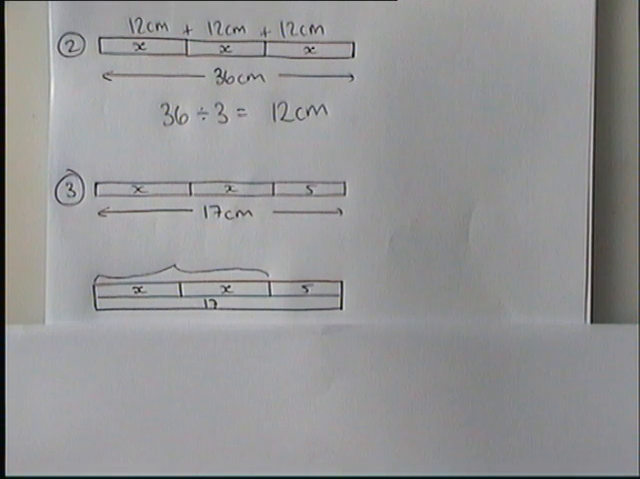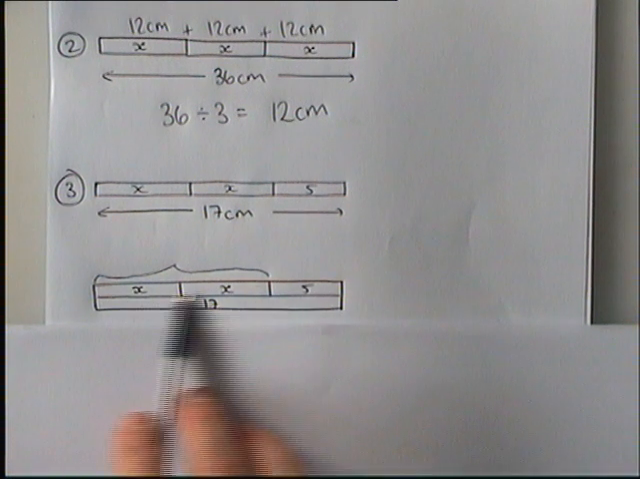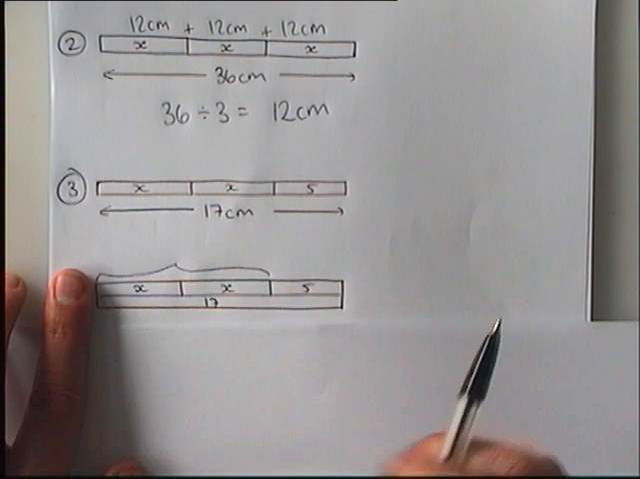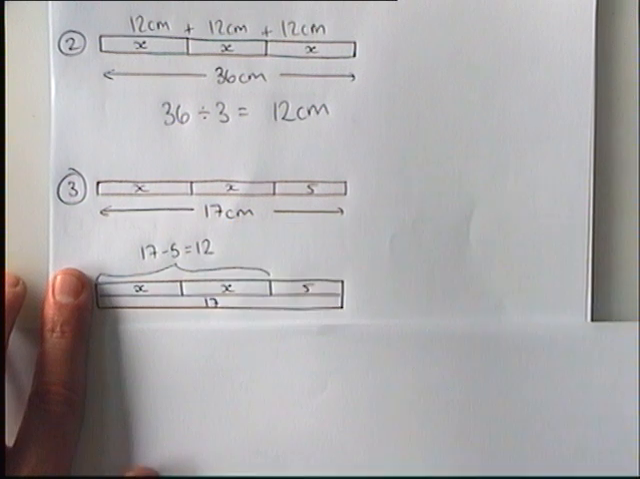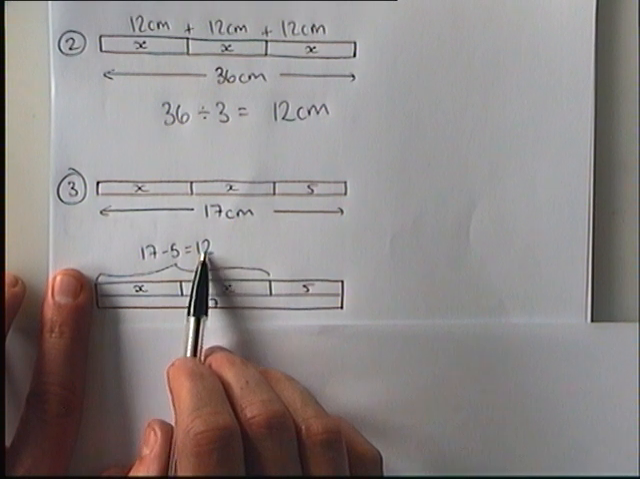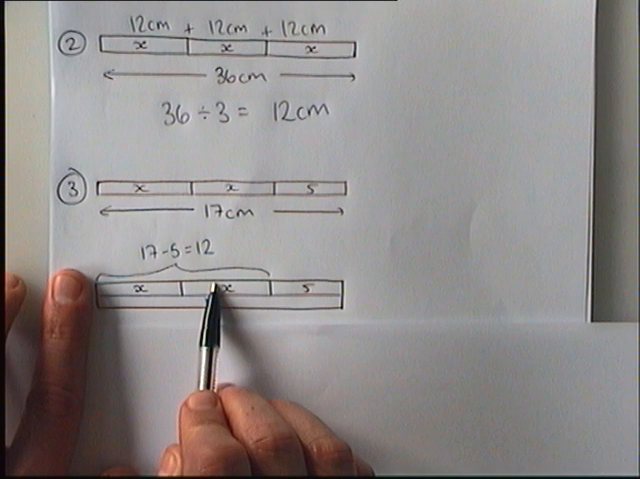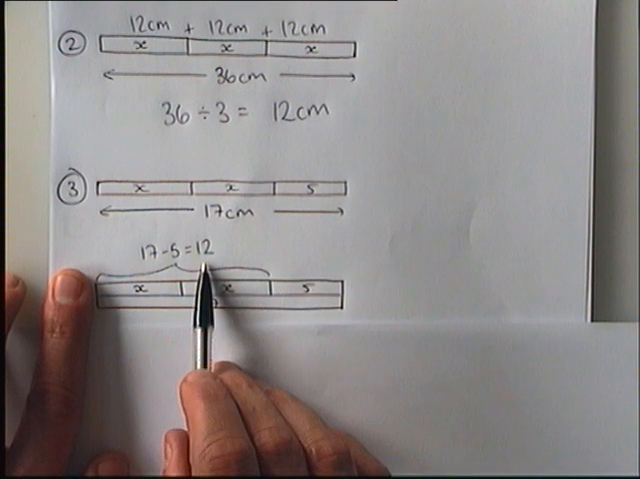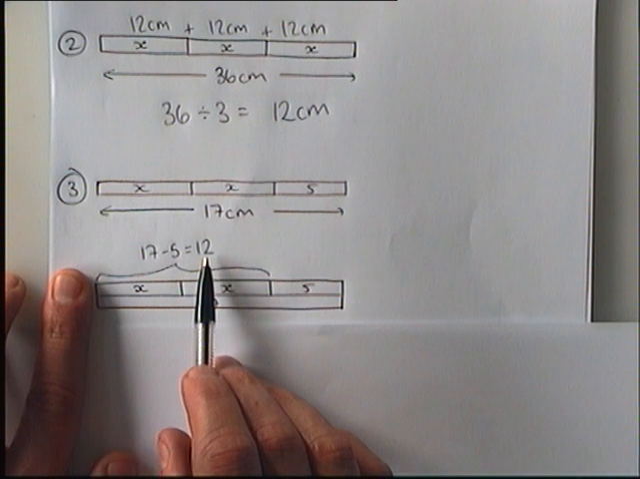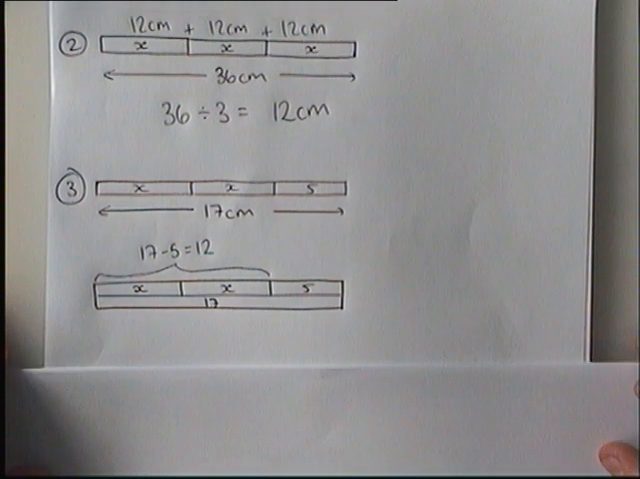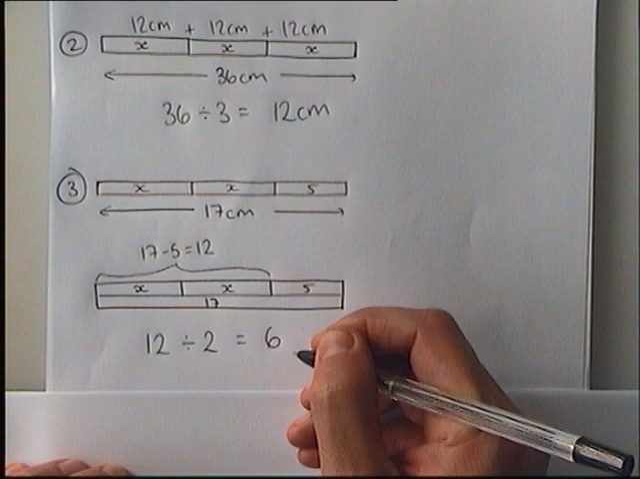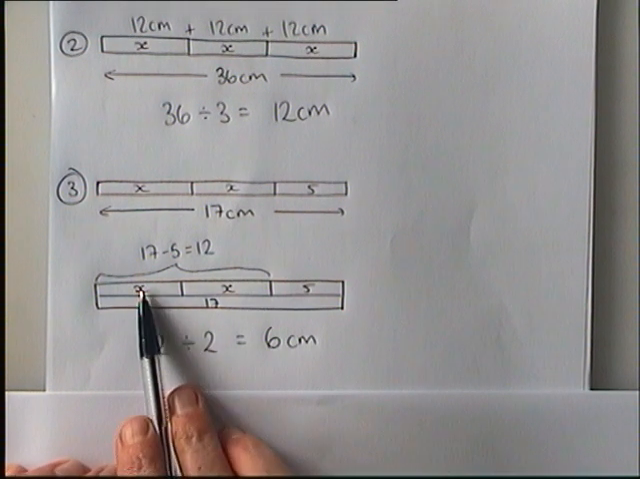So let's have a look at this problem. We know that the total has got to be 17, but what about these x's? Well, clearly a good thing to do would be to work out, if we can, the total length of the two x's, because then we can divide by 2 and find the value of 1x. How can we figure out that length there? Well, let's have a look. If the total length is 17 and I were to remove that 5, I would be left with 12. So this calculation is telling me that the two x's, these two, are worth 12 centimetres. Those two pieces of wood together have a total length of 12.